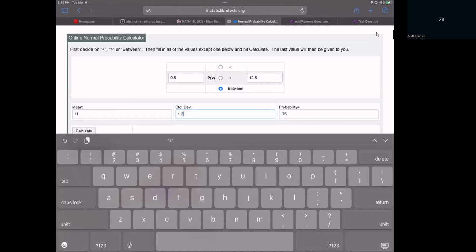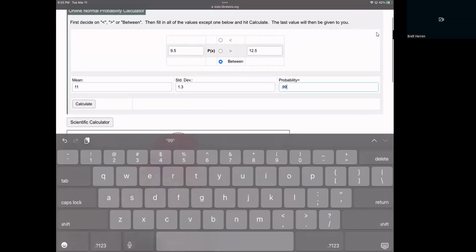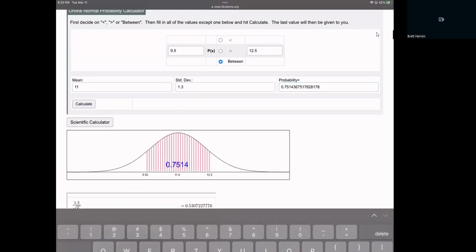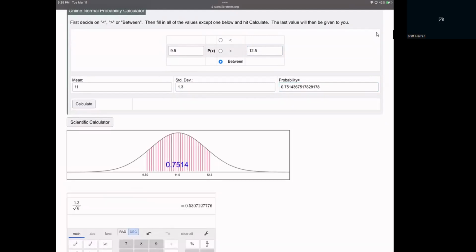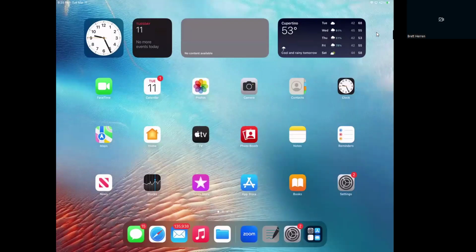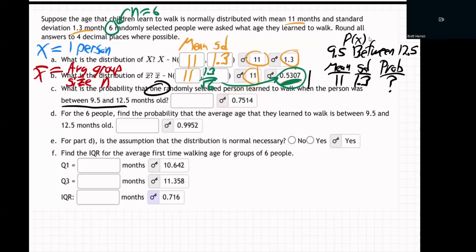And then the probability, you gotta leave that blank. If you have a number in there, watch this. When you hit calculate, it's gonna go, no, no, no, leave one blank. So you gotta leave that probability blank and then hit calculate. And it'll fill it in. There it is. 0.7514. It filled it in for us. We got our probability.